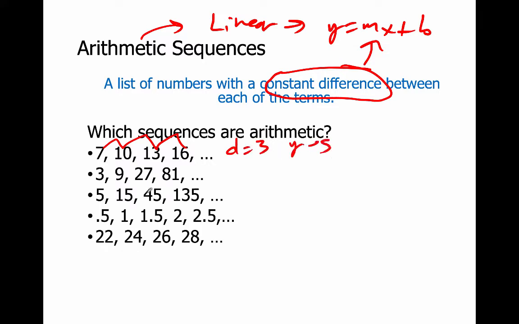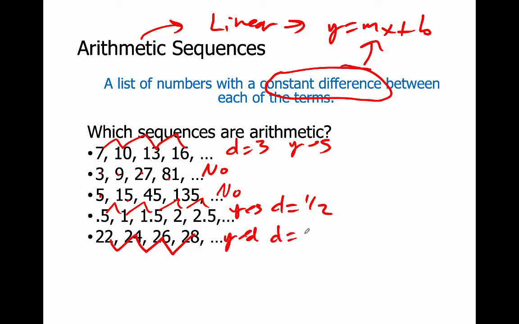And this one is going times 3, times 3, times 3. That's actually geometric, so that's no, not arithmetic. This one's going, again, it looks like times 3, times 3, times 3. That'll be geometric. We'll get to that in a few minutes. This is plus a half, plus a half, plus a half, plus a half. So it's yes, and d is 1/2. Plus 2, plus 2, plus 2. So it's yes, and d is 2. So our common difference is basically going to be our slope.